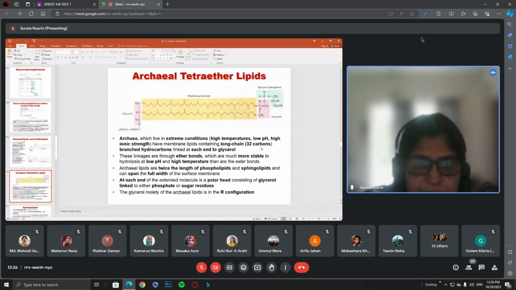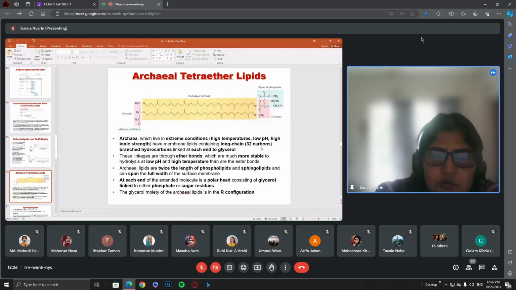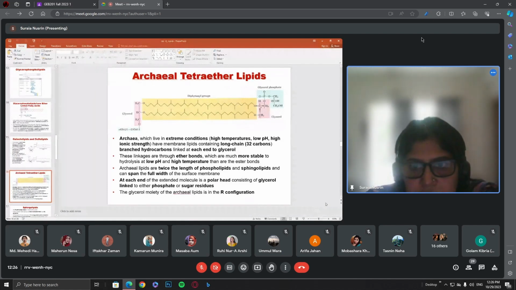Next membrane lipid is the archaeal tetraether lipids. This type of membrane lipid is present in archaea. Archaea are microorganisms, and they are able to live in extreme conditions. Extreme conditions means the temperature is very high, the pH is very low, and the ionic strength is very high. And these archaea, their membrane lipids are made up of long chain branched hydrocarbons.